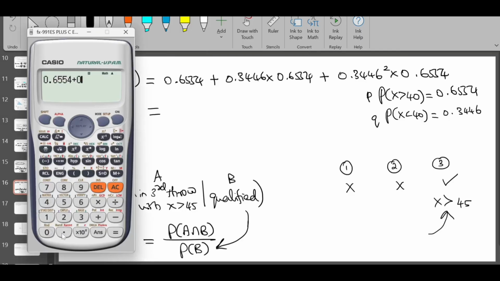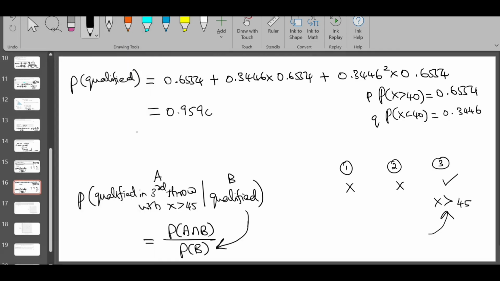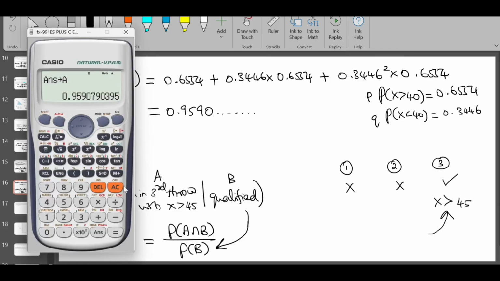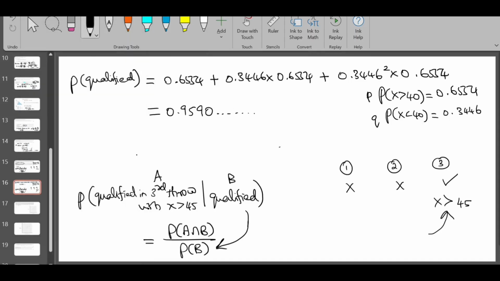0.6554 plus 0.3446 times 0.6554. That's she qualified in the second throw, plus 0.3446 squared times 0.6554. You get this answer, 0.9590 dot dot dot. I'm going to store the value as a. So we calculated the denominator already. So let's calculate the numerator now.